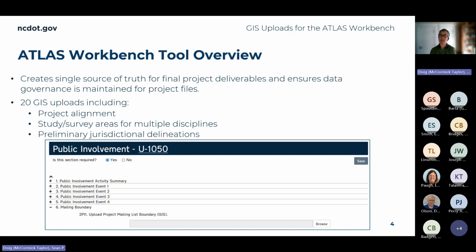So a little bit more about the Workbench. The goal is to create a single source of truth for final project deliverables and ensure data governance is maintained for the project files. And part of that is 20 GIS uploads that we have that includes project alignment. There are a number of survey and study areas that are part of the GIS uploads, and then some preliminary jurisdictional delineations. And you can see here, I've got an example. The project mailing list boundary has been one of the uploads we've had.